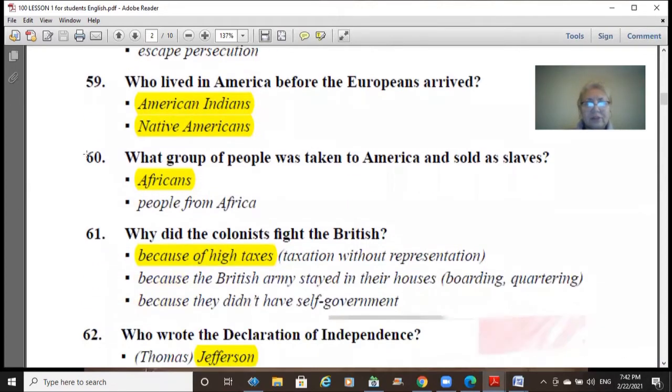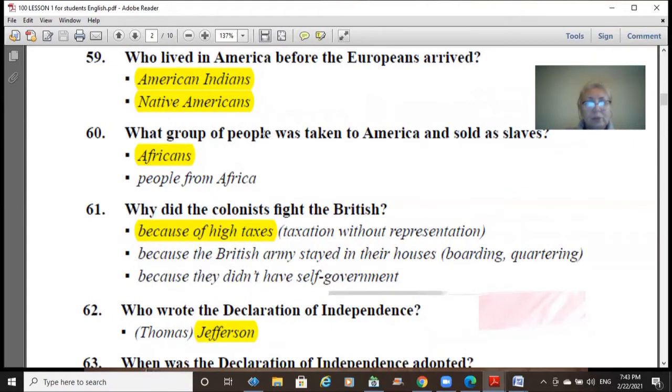Next one, number 59. Who lived in America before the Europeans arrived? You can memorize American Indians or Native Americans. It's up to you. Number 60, what group of people was taken to America and sold as slaves? The answer I want you to memorize is in yellow, Africans.